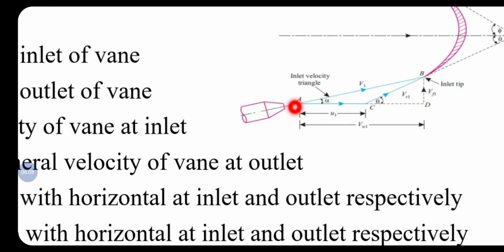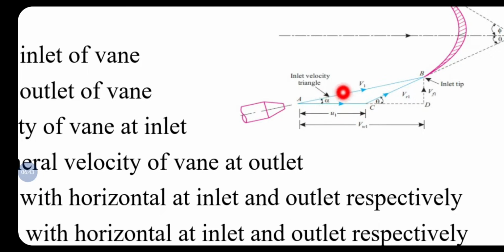A is the point from which the jet has been issued, and B is the inlet tip of the vane, and AB represents the velocity of the jet in magnitude and direction. The direction we had assumed is alpha with respect to the horizontal. If you extend the point A further along the x-axis and represent the linear velocity of the vane at the inlet tip as u1, then AC represents in magnitude and direction the tangential velocity of the plate at the inlet end.